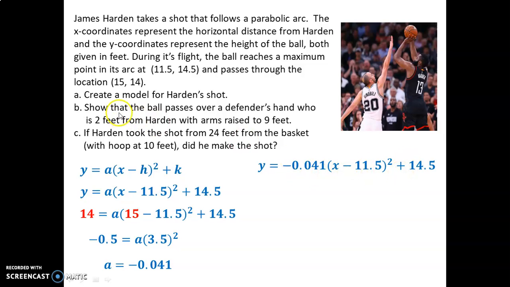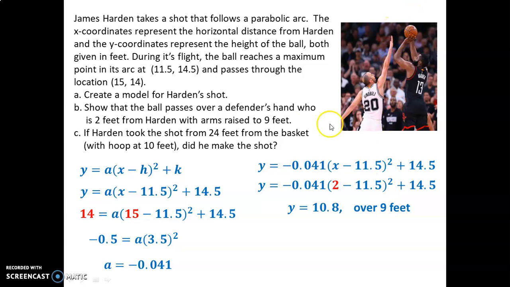We have to show that the ball passes over a defender's hand who is 2 feet from Harden and has arms raised up to 9 feet like this. So that means we put an x value of 2 because that means 2 feet from Harden, and we figure out what the y value is. In other words, when you put 2 in here, when the ball is 2 feet from him, how high is it? Because y represents the height. So I put 2 in there for x, and I found out the ball is at 10.8 feet, which is higher than the defender's hand, which was 9 feet. So he shot it over the defender's hand.